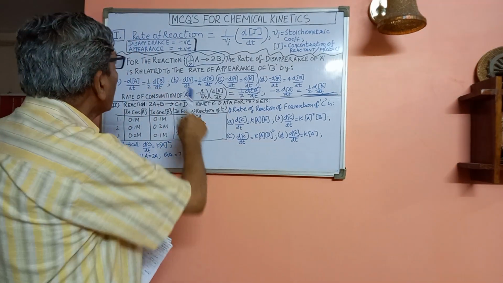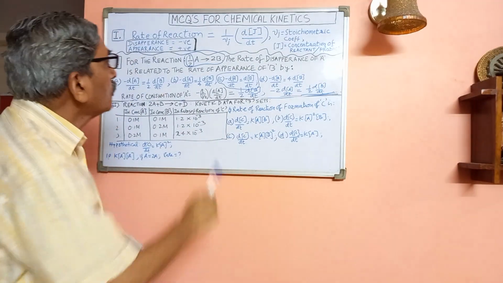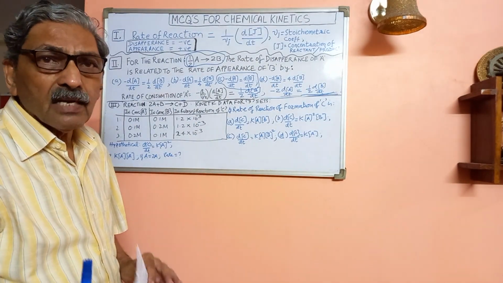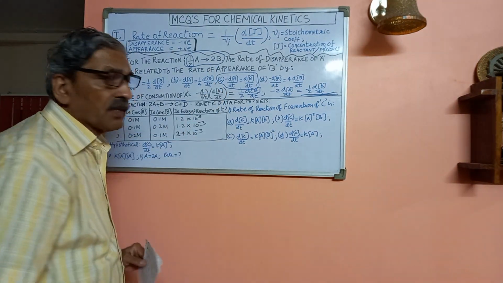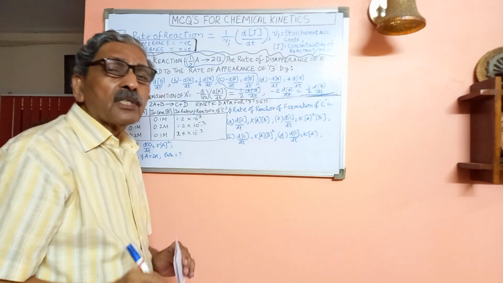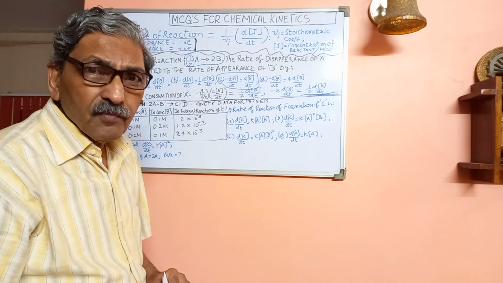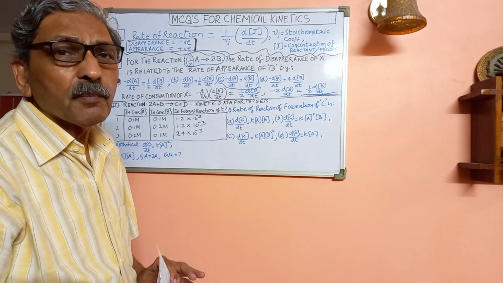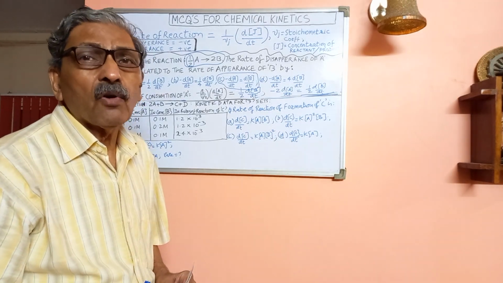The first question simply says that there is a reaction half A going to 2B. So the stoichiometric coefficient for A is half, and the stoichiometric coefficient for B is 2. And what is it asking? It is asking what is the relationship between the rate of disappearance of A and the rate of appearance of B. That means the rate of disappearance of the reactant and the rate of appearance of the product.